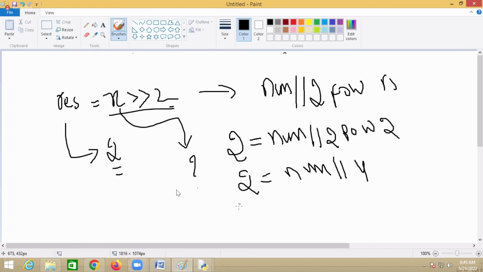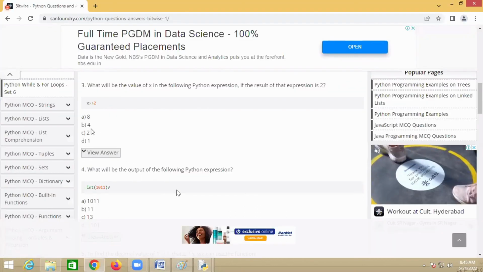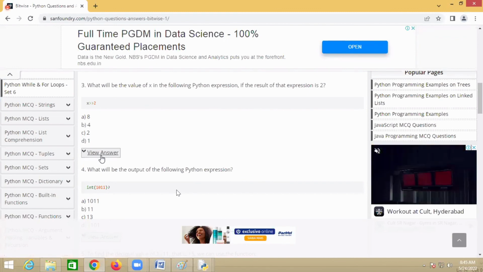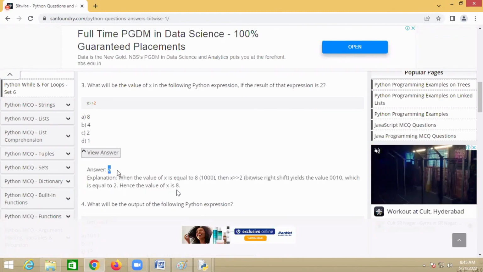If you want the result to be 4, what will be the value of number? 8? 8 or not? 8 only? Follow here, what is the result? 8 only? Confirm? Okay. The value of A is 8.